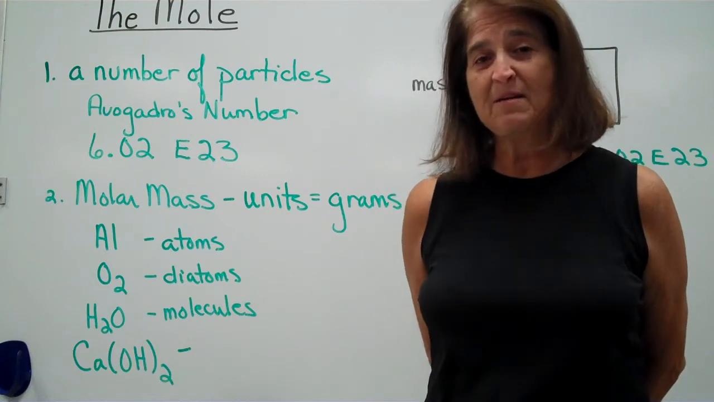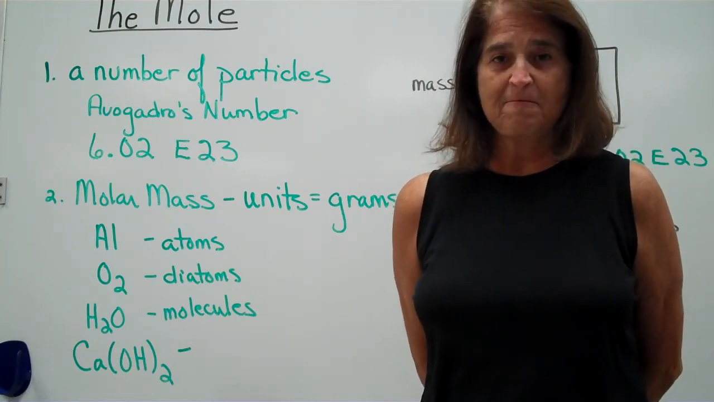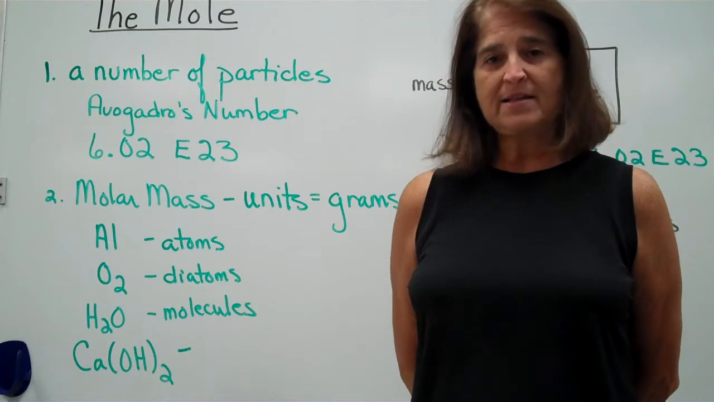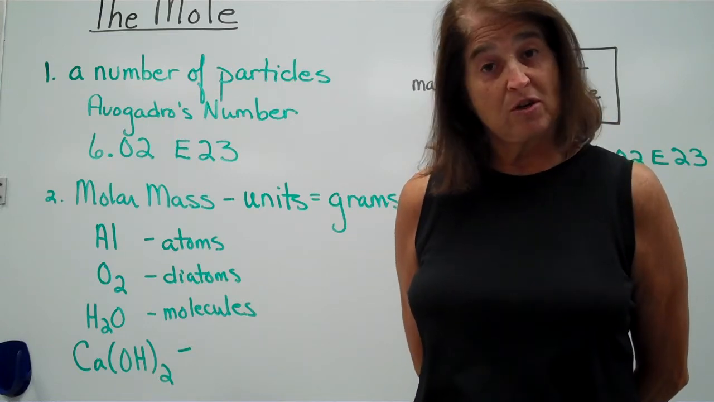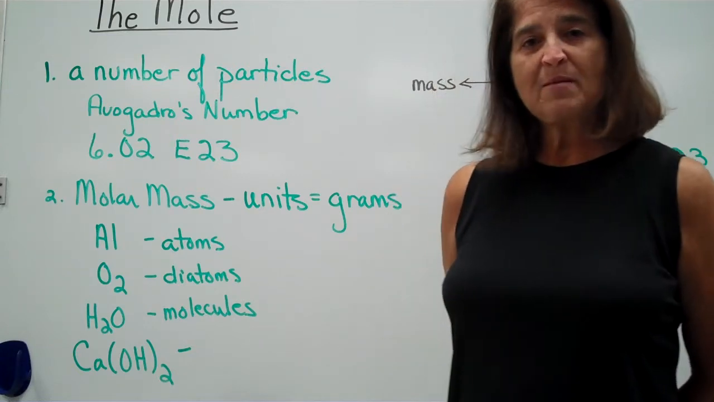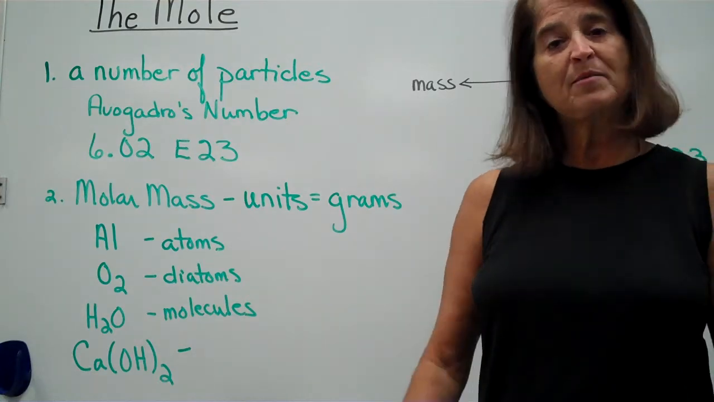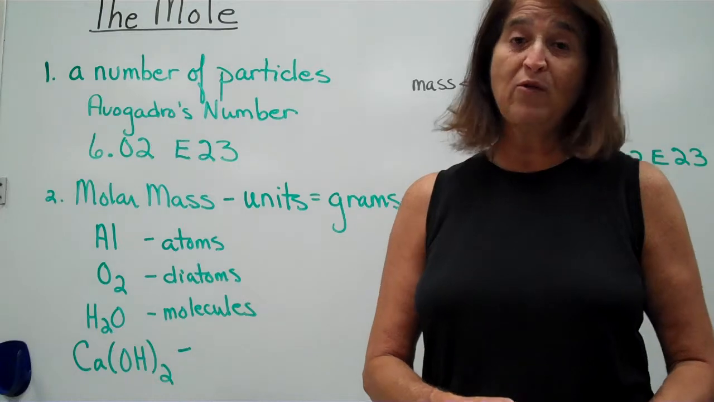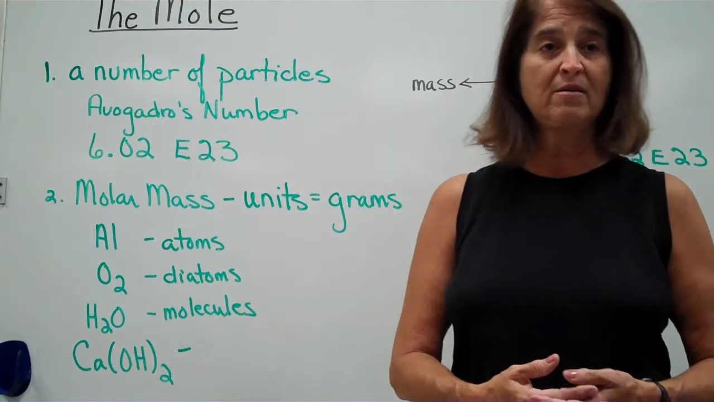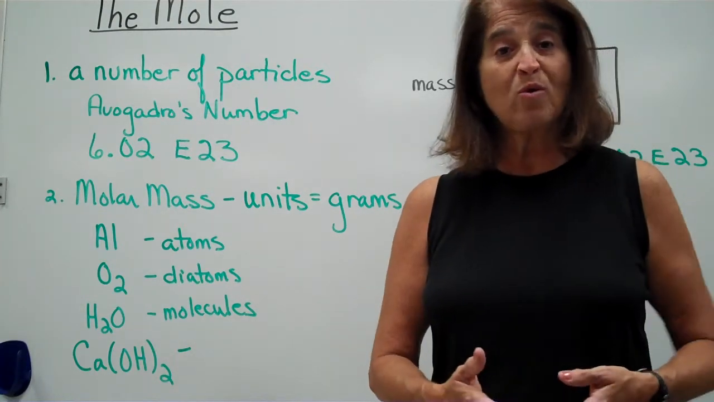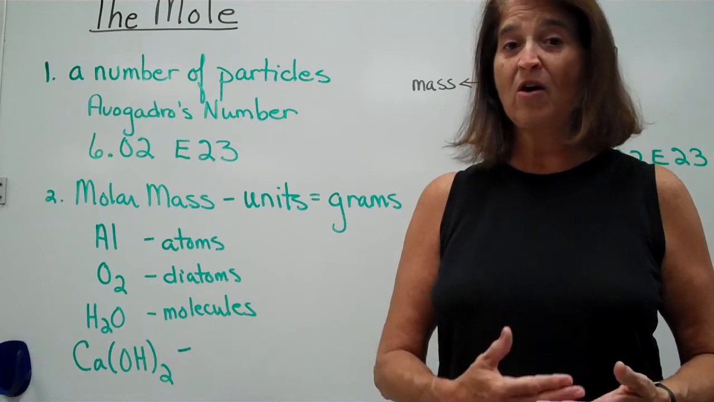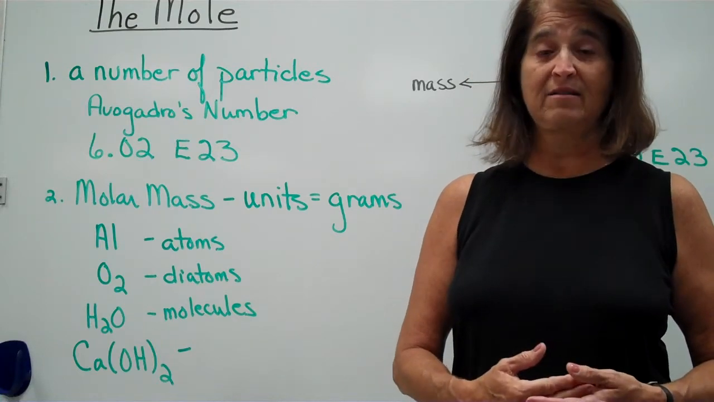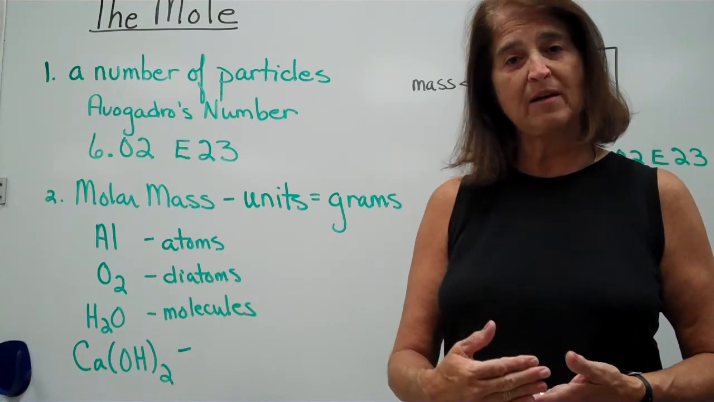A mole is the amount of a substance, and it is a constant amount by definition. It's very similar to the concept of a dozen. If you have a dozen, you have 12. It doesn't matter if you have 12 pencils, 12 eggs, or 12 elephants. There are 12 of them in a dozen. It's a unit of counting.